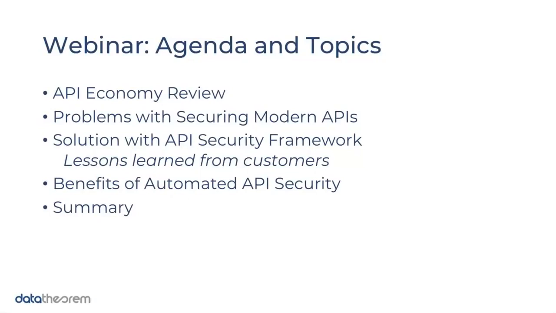We're going to walk through some of the agenda items for today's topic, and hopefully we're going to learn something new. The first thing we're going to cover is a review of the API economy and some of the interesting data trends that are happening with APIs. We're going to talk about the problems with securing modern APIs and some of the limitations that exist with traditional solutions that have been tried that have not worked as well. And then we're going to propose an API security framework as a solution.